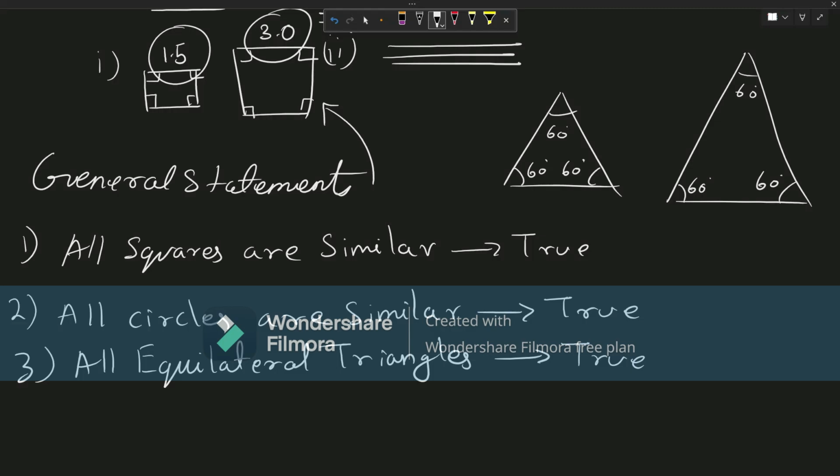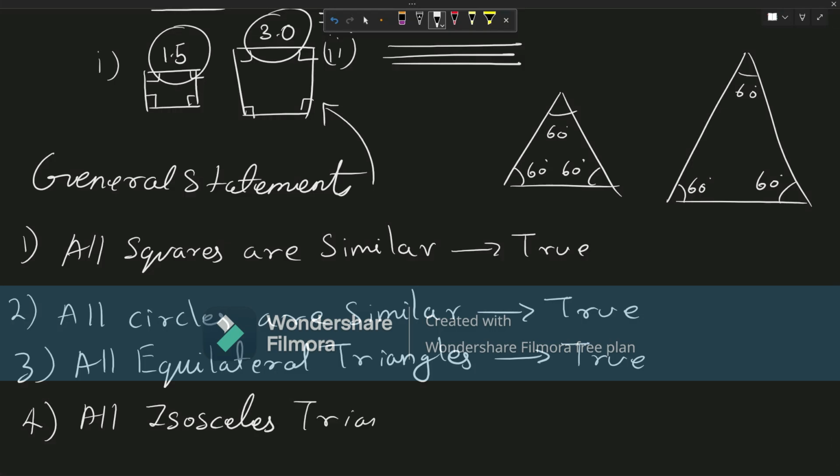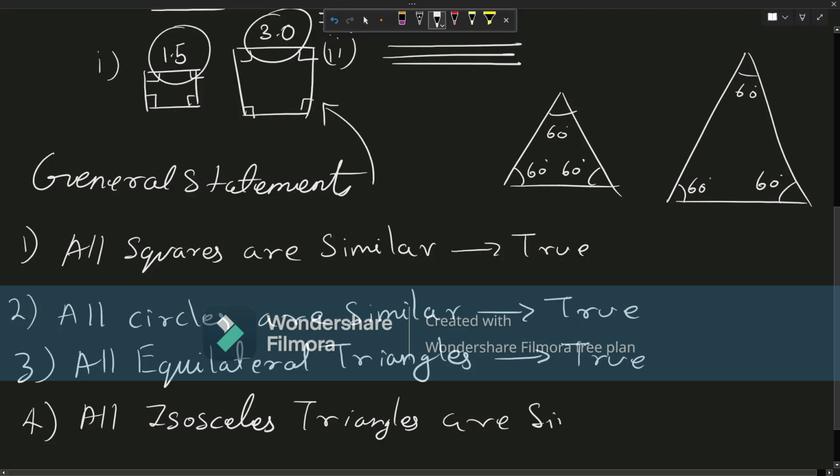Okay. Now there's one more important statement. All isosceles triangles are similar. Is this statement true or false? True or false?